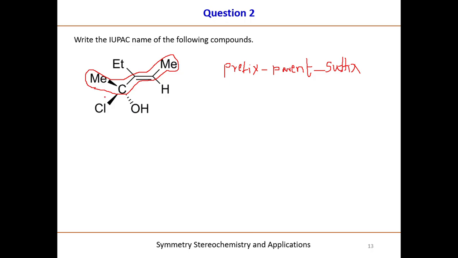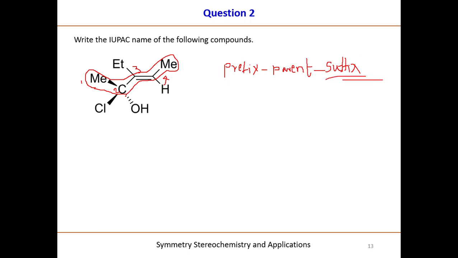Okay, so this is the longest linear carbon chain. We will give numbering 1, 2, 3, 4. I am giving numbering from this side because we have to first see the highest priority functional group present in the molecule as a suffix.